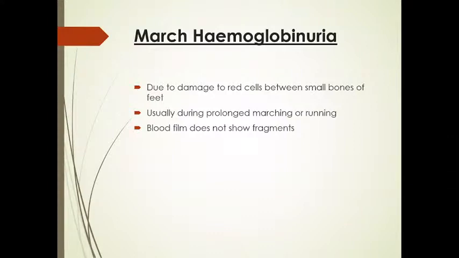March hemoglobinuria: for those of you who do quite a bit of distance running or hiking, you can actually get damage to red cells between the small bones of the feet. We see this after recruitments for police or army, when they go for those camps. Because they've gone for a prolonged march or run that they don't usually do, you might not see the fragments in the blood film, but you get that Coca-Cola colored urine. It's because of the time on your feet, and you're getting physical damage to the red cells between these small bones.